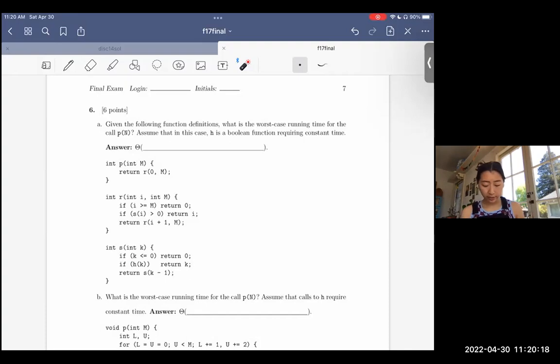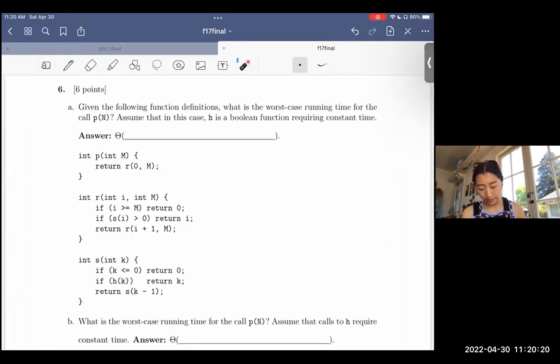Well, if we look at S, we see that there are two if statements. The first one, we can assume we're not going to enter right away, because we assume the input is very big. K is going to be some big number, so we can't just assume that K is going to be less than 0.